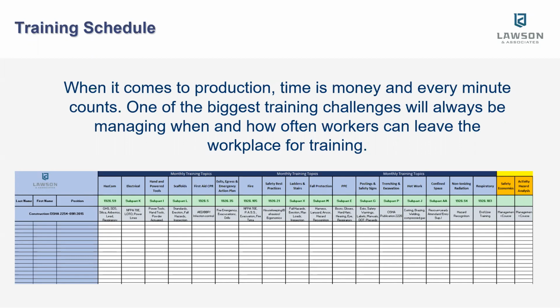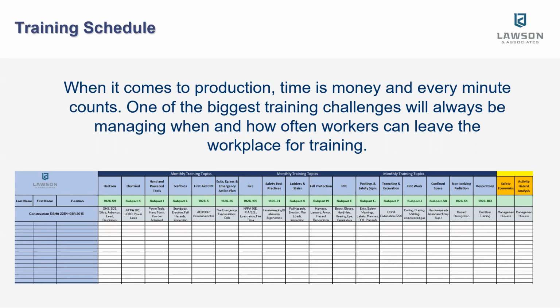So this is just an example of one of the training schedules we have. We created a baseline matrix, if you will, for our clients, where they could create a training record. You could input the workers by name and position. You could create the same tab for all the different divisions or job sites, or crews, trades. It's really up to you how you break this up. And this particular example I'm showing you is based on construction.